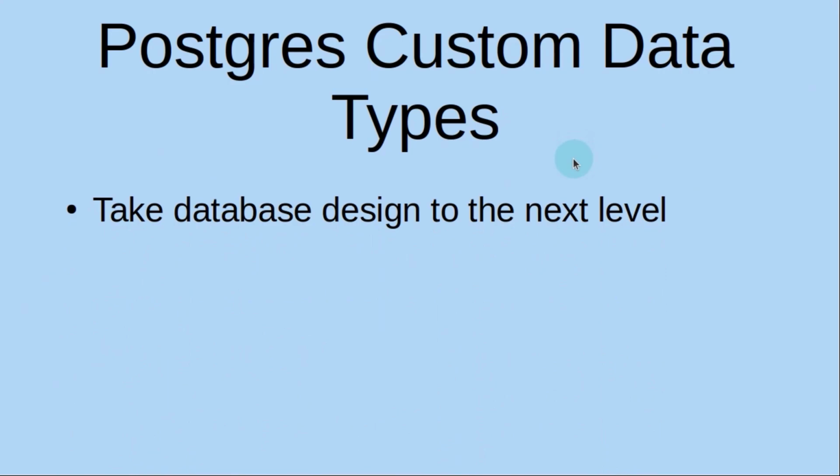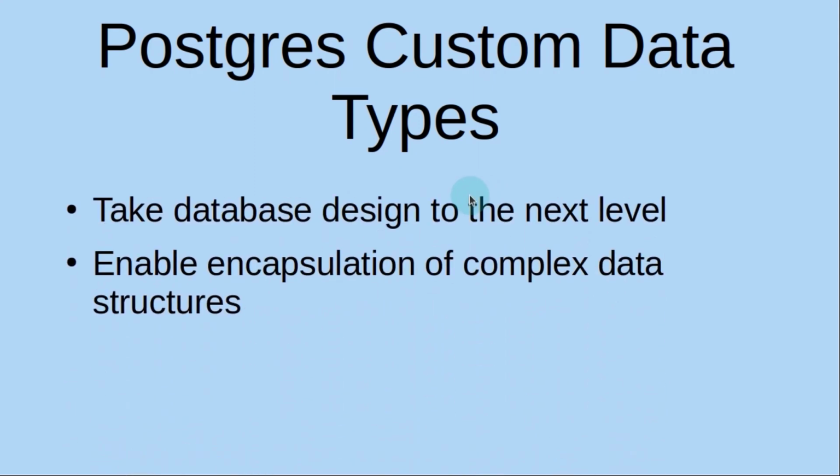Postgres custom data types. One of the distinctive features of Postgres is the ability to define custom data types that allow you to create specialized data structures that align precisely with your application requirements, allowing for a much more flexible and modern database design. While standard data types like integers, strings, and dates are fundamental, custom data types take database design to the next level.